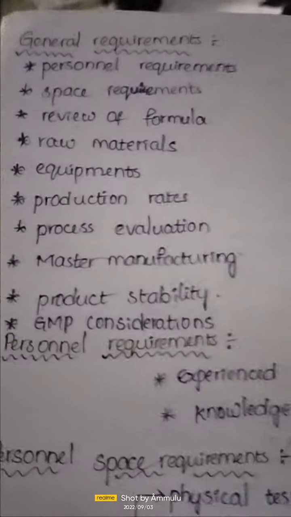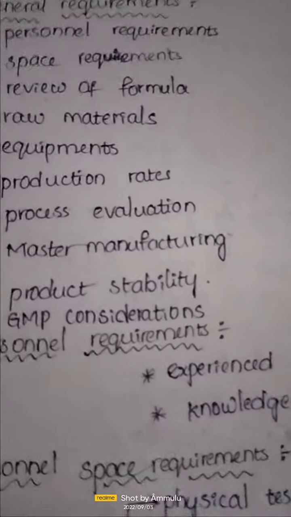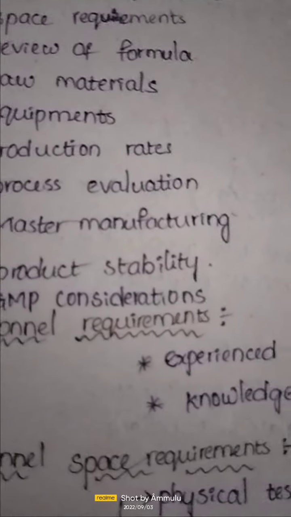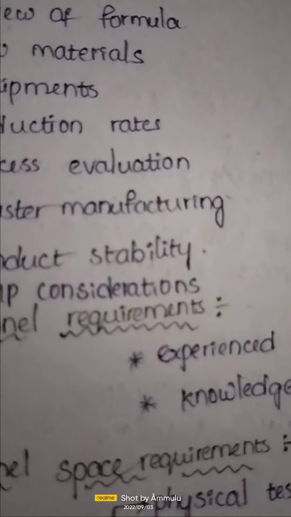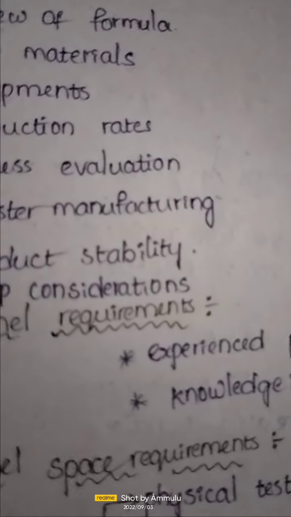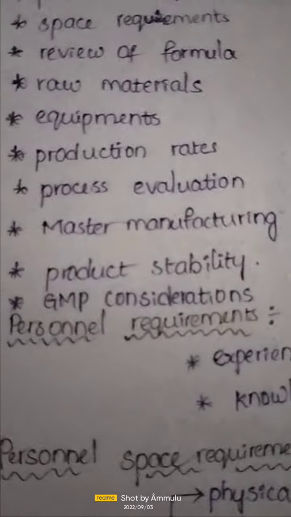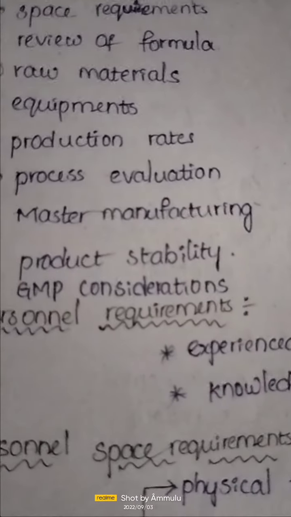And another one is raw materials. Here the raw materials will be of two types, that is small scale production and large scale production. These are the main general requirements used in pilot plant studies.